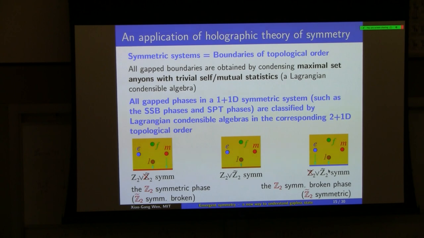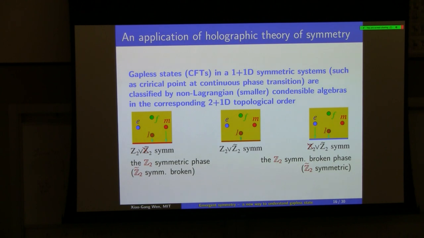If you do the same thing for the Z2 cross Z2 symmetry, the bulk will be Z2 cross Z2 gauge theory. Then there are more possibilities for anyon condensation, and there you can even get SPT states, which are a new kind of matter beyond symmetry breaking. But just consider anyon condensation. So this picture also works for gapped states.